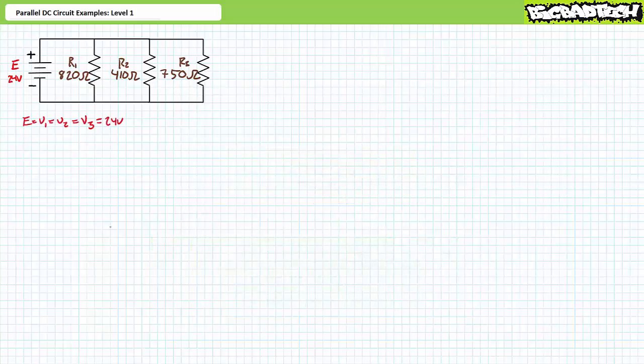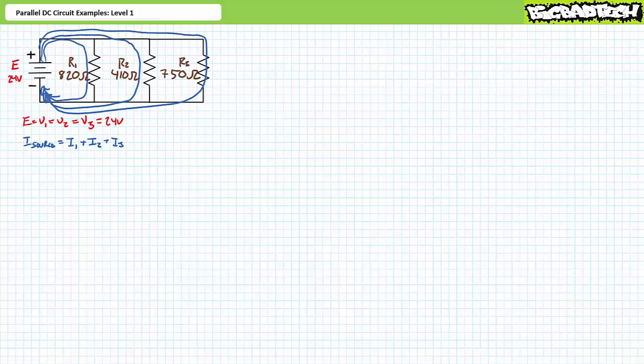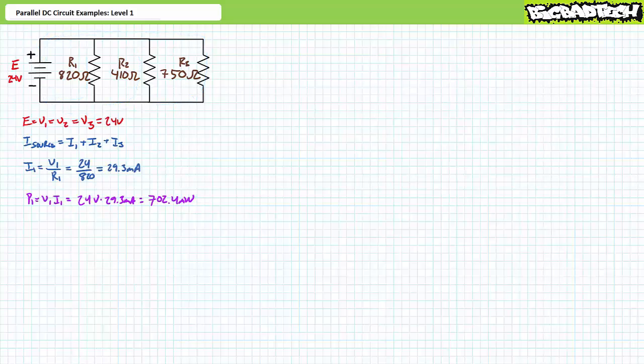Voltage across elements in parallel is the same. For this circuit, E equals V1, which equals V2, which equals V3, and they all equal 24 volts. Kirchhoff's current law states that for any node, the summation of incoming currents equals the summation of outgoing currents. A Kirchhoff's current law analysis of this parallel circuit suggests that the source current equals I1 plus I2 plus I3. There are several ways to obtain the desired figures. Perhaps the easiest and most direct means of doing so is through use of Ohm's law and the power equations.